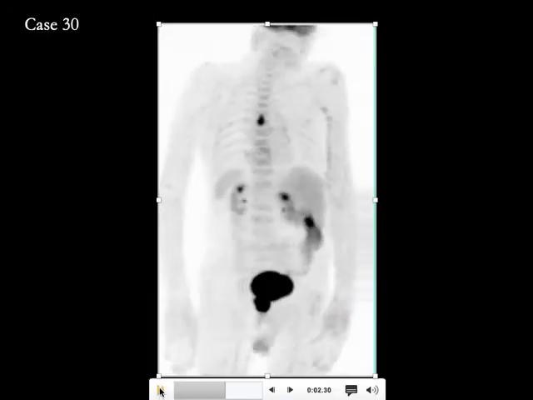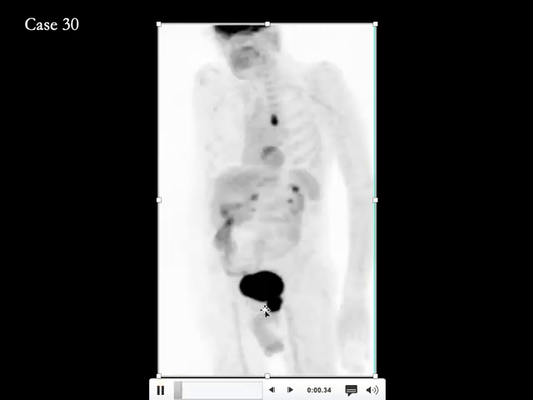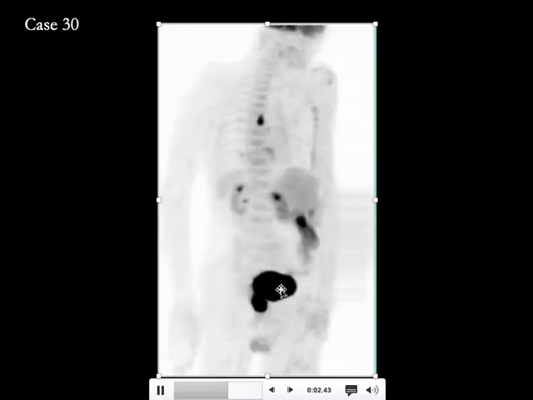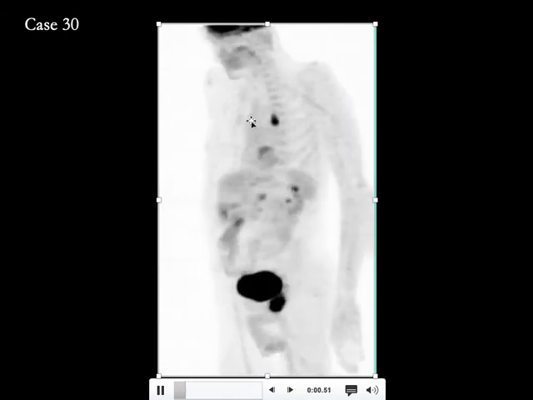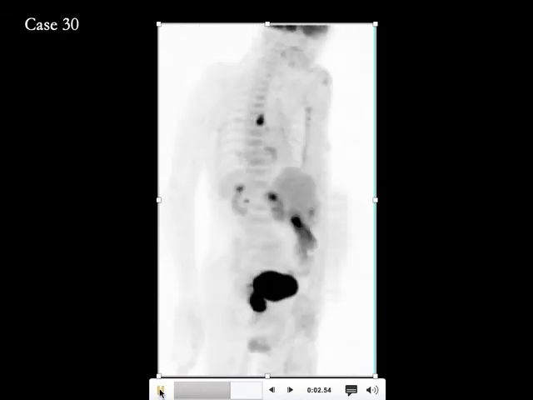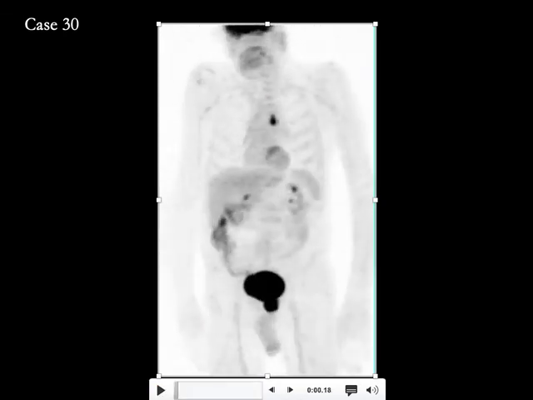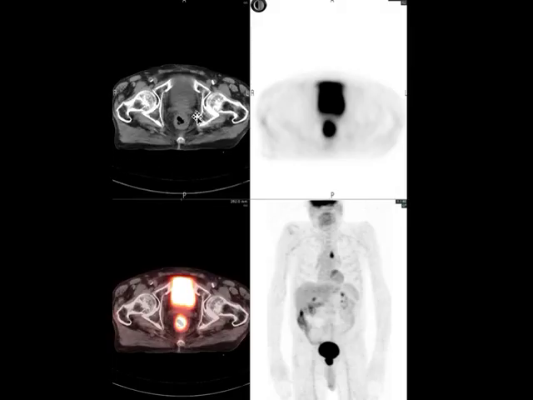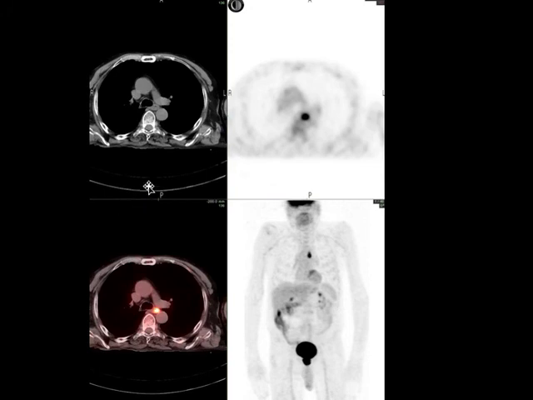Next case, another patient with history of rectal cancer, which is seen right here behind the urinary bladder, and an incidental focus of hypermetabolism in the chest. Rectal thickening, which is hypermetabolic, and the focus in the chest corresponds to mural thickening involving the esophagus. This was evaluated by upper GI endoscopy and biopsied. This was a synchronous squamous cell esophageal cancer.